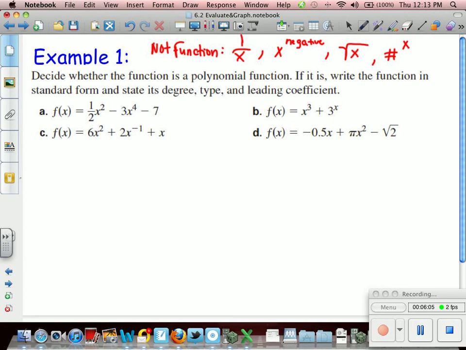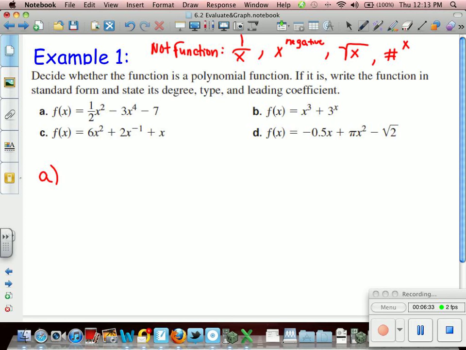So on A, is A considered to be a function? Okay, you think it is. What makes you think it is? Because all the exponents are positive. Good. All the exponents are positive, and it's not a quadratic. We want to write it in standard form, and that will help us. What's the highest exponent? It's the 4, right?